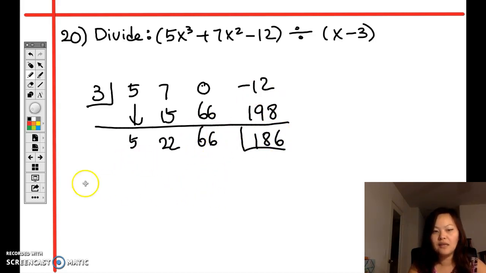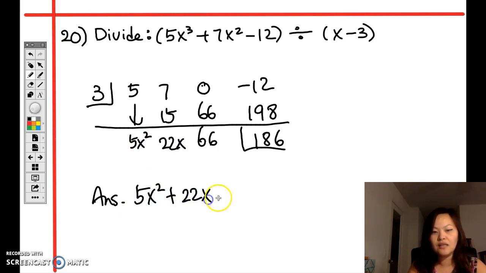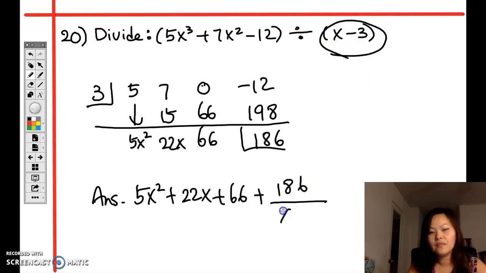So number by itself, so your answer is going to be 66, and then this is x, and then this is x squared. So 5x squared plus 22x plus 66. And my remainder is 186 over what? X minus 3. And we are done.